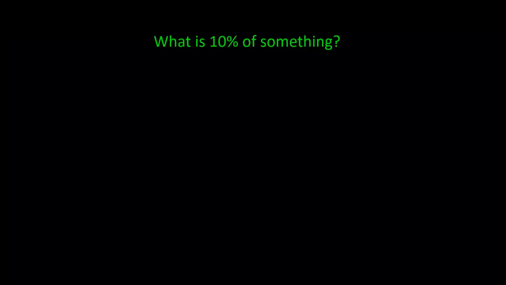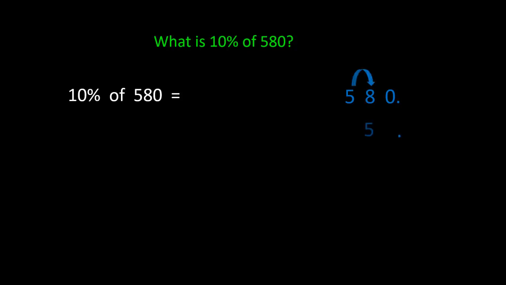What about finding 10% of something? Well, this time we're going to divide by 10, or in other words, we're going to move the digits one place to the right. So let's have a look. What is 10% of 580? So let's write down 580. Now the number 580 is really 580 point, but we don't really pronounce that, do we? But we need the point there when we start moving the digits. So let's move all the digits one place to the right. So the 5 goes over there, the 8 goes over there, and the 0 goes there. So we're left with 58.0, or in other words, 58.